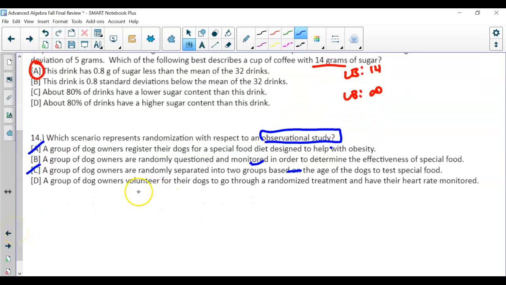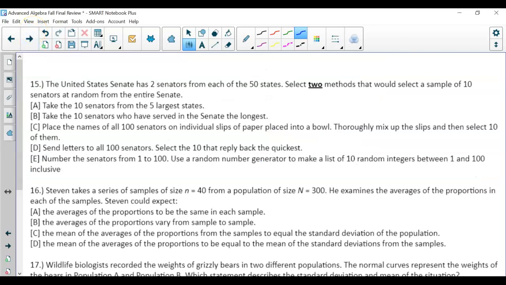So then B, a group of dog owners volunteer for their dogs to go through a randomized treatment. Now, some people would go, but they're having their heart rate monitored. But here, they're going through a treatment. So because you have a treatment group, this is technically also an experiment. That's why the answer here is B. This is strictly an observational study, questioned and monitored.